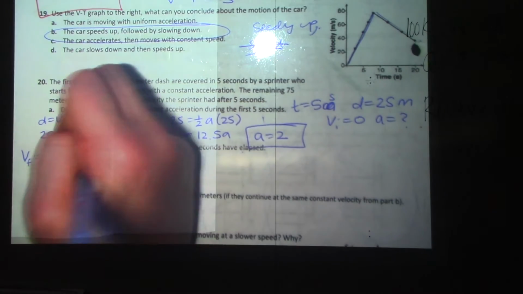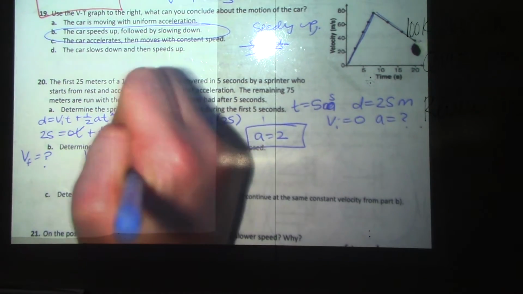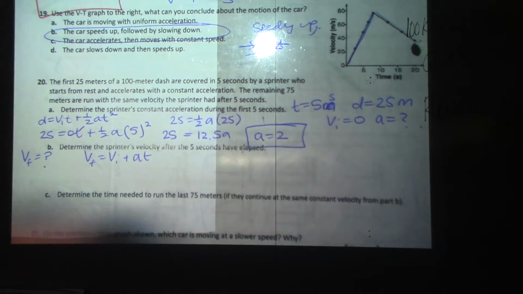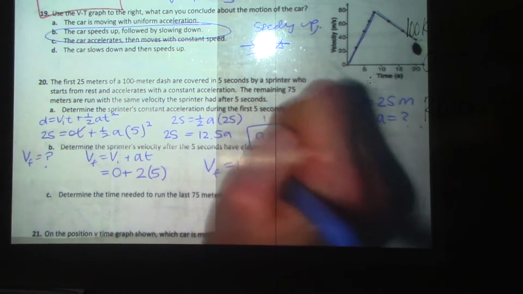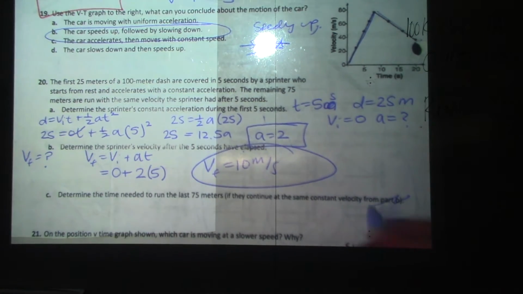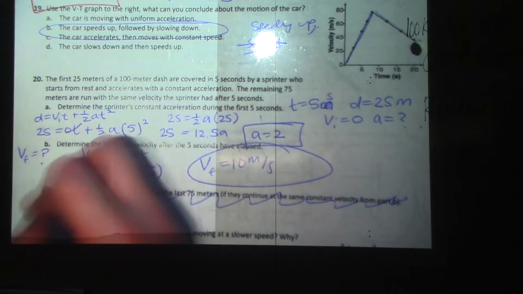Looking for vf, so I can use either vf equation. I picked the time one, so I don't have to square root at the end, but it's not a big deal. Initial velocity was 0, acceleration we just said was 2, and 5 seconds is our time, so my final velocity would be 10. C is like the C from the warm-up. I'm actually going to cross it off, so if you don't do it, it's not a big deal.